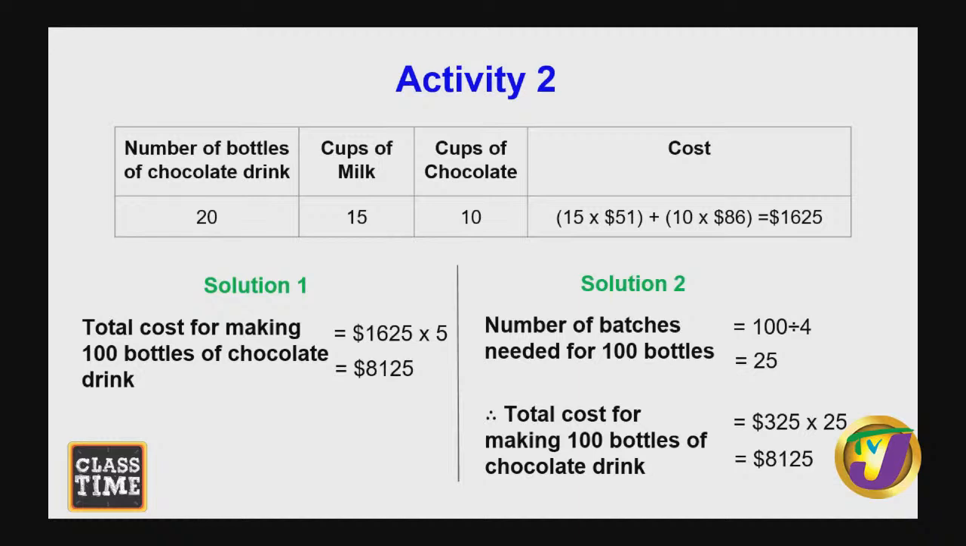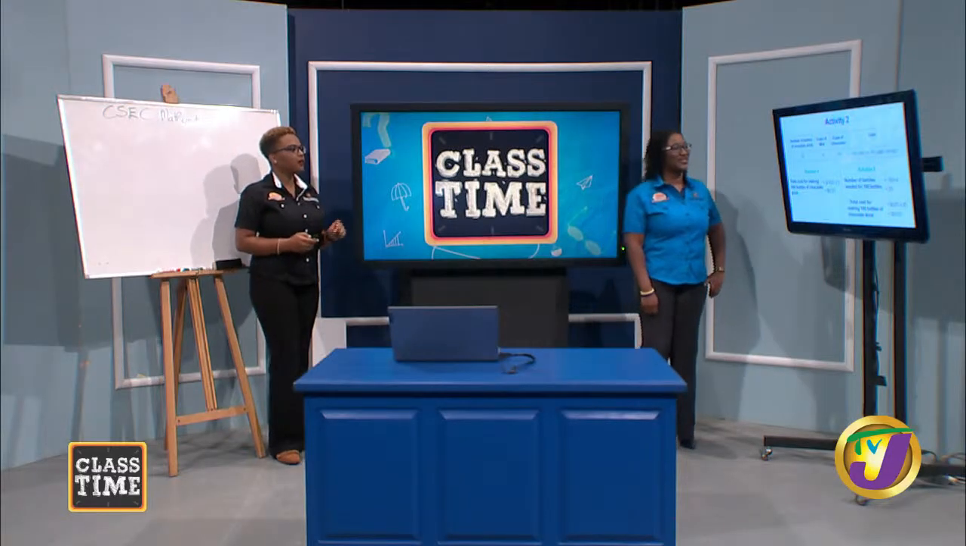All right, so let's move on. So it's a whopping $8,125 to make 100 bottles of chocolate drink. There we go.